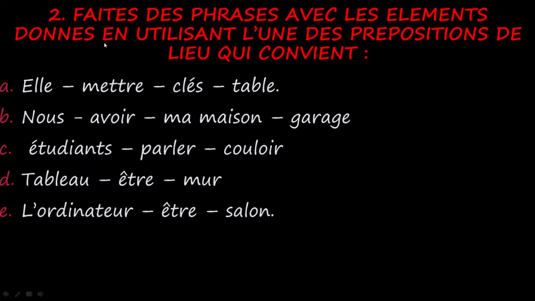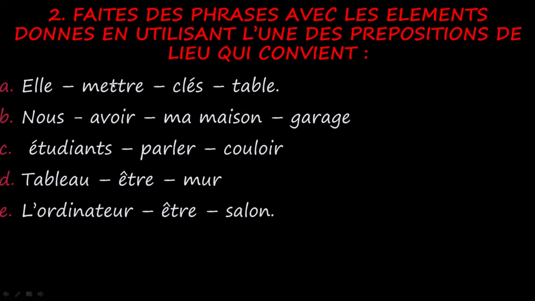And we'll start the second exercise now. Faites des phrases avec les éléments donnés en utilisant l'une des prépositions de lieu qui convient. You have to make sentences with the given elements by using one of the place prepositions which is convenient. You can see some words here. In each sentence you have a subject, a verb in the infinitive form, then some objects. It's the same for everything, and you have to make a proper sentence using the preposition.